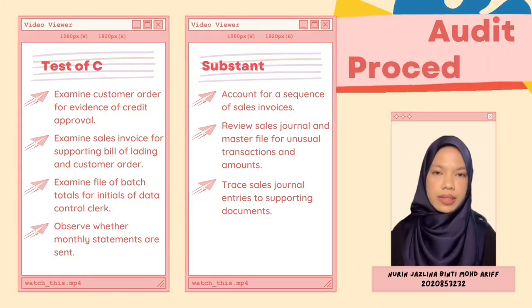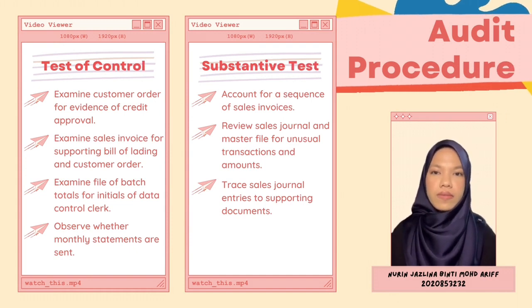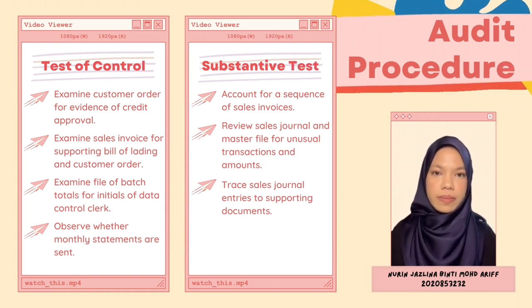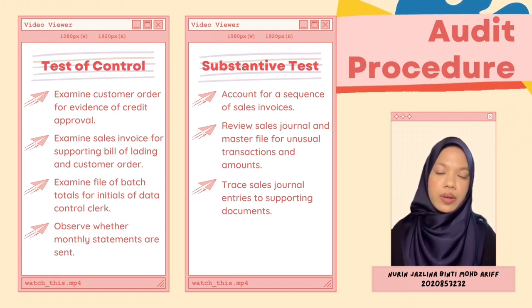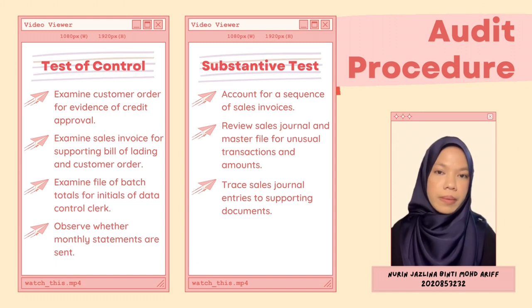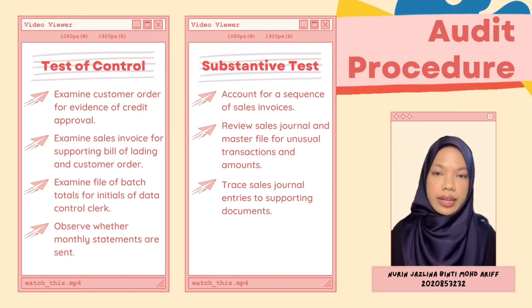While for the substantive test, auditor may account for a sequence of sales invoices. Next, review sales journal and master file for unusual transactions and amounts. And lastly, trace sales journal entries to supporting documents, including duplicate sales invoice, bill of lading, sales order, and customer order.